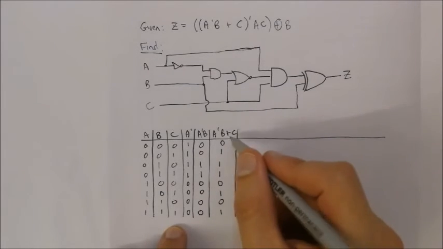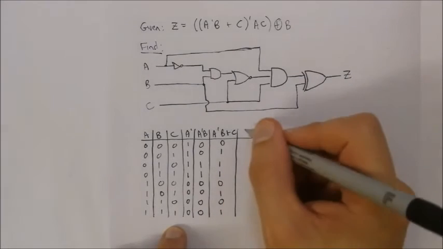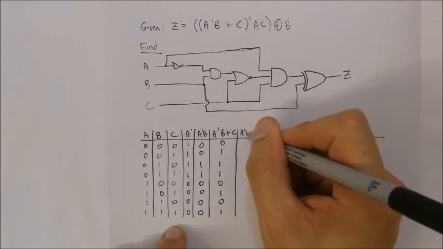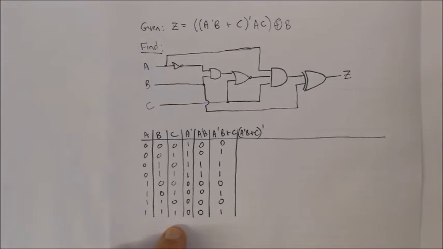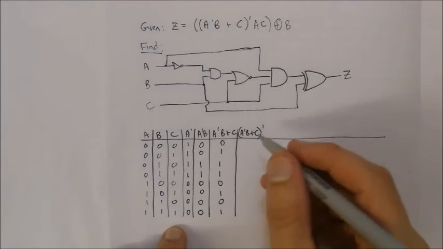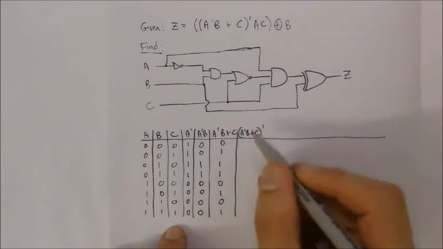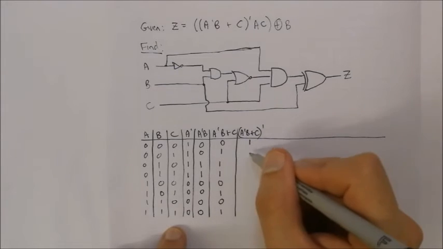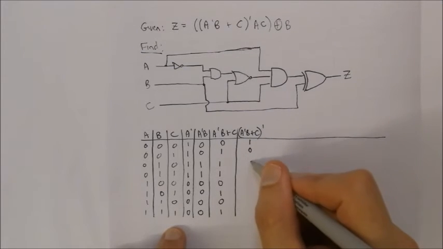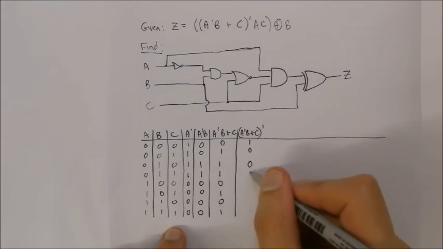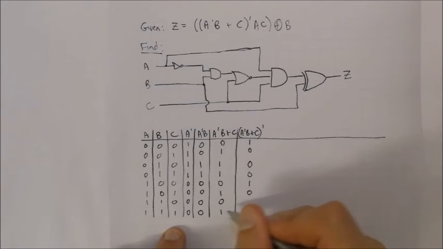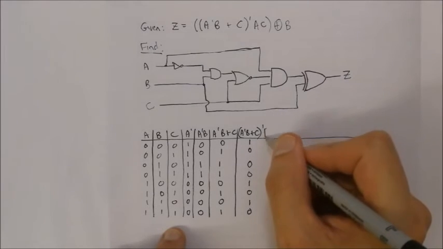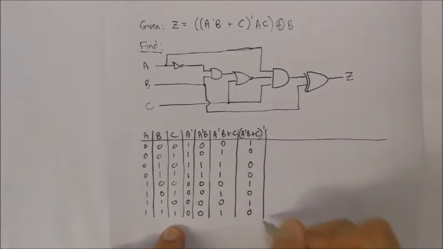Now we're going to knot that. So it's going to be A naught B plus C, knotted. So 0 knotted is 1, 1 knotted is 0, 1 knotted is 0, 1 knotted is 0, 0 knotted is 1, 1 knotted is 0, 0 knotted is 1, 1 knotted is 0.